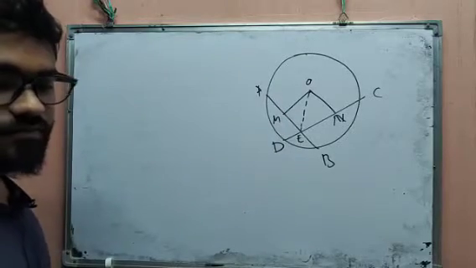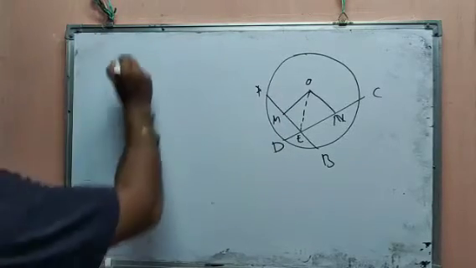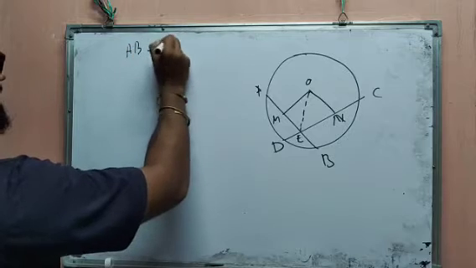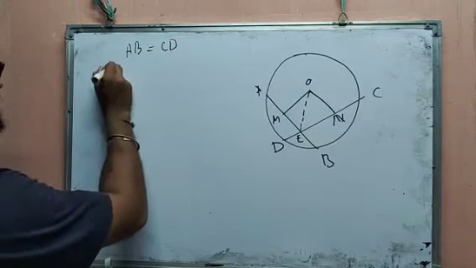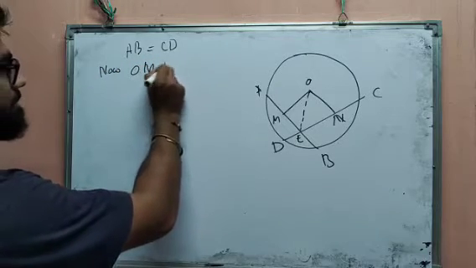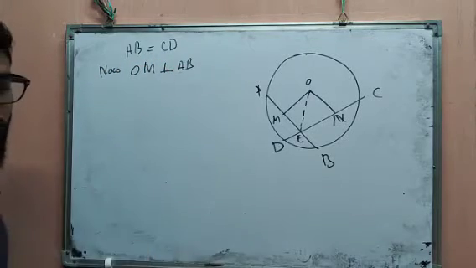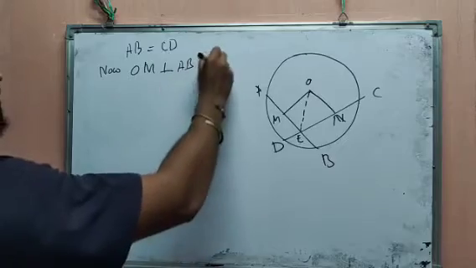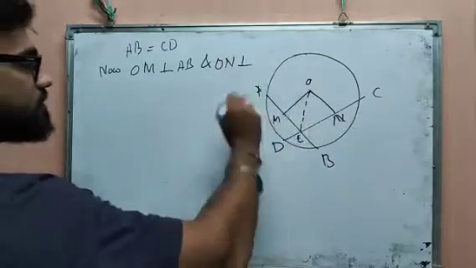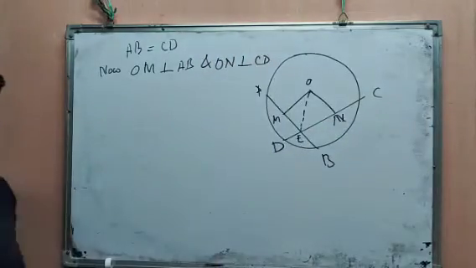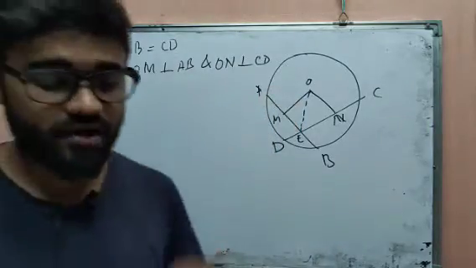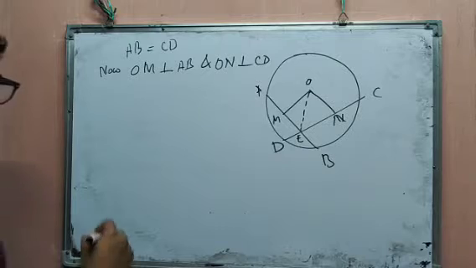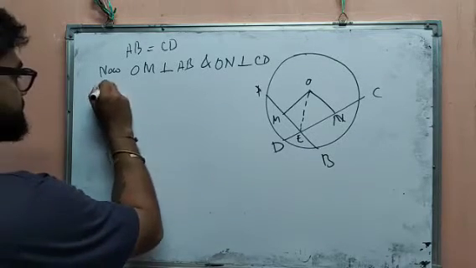AB and CD are two equal chords, so AB equal to CD is given. OM is perpendicular to AB, and ON is perpendicular to CD. These two are given. We have drawn these perpendiculars. So what do we have to prove?